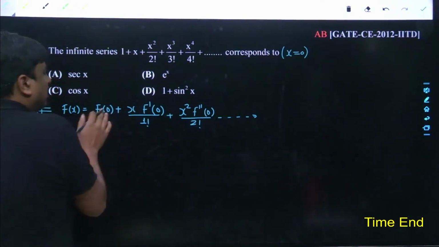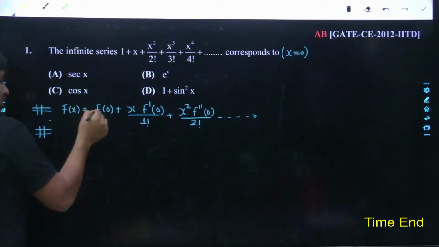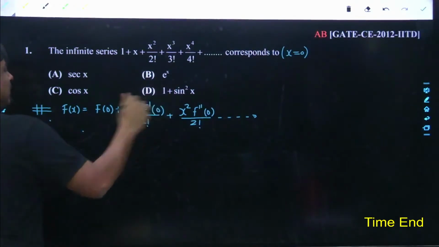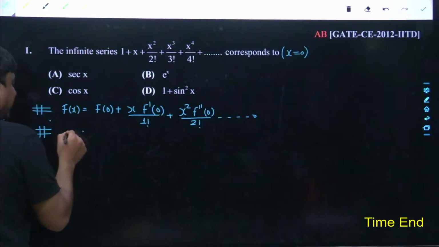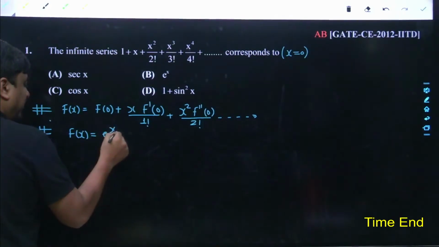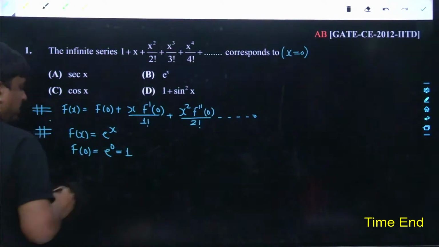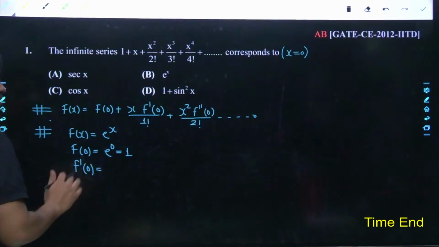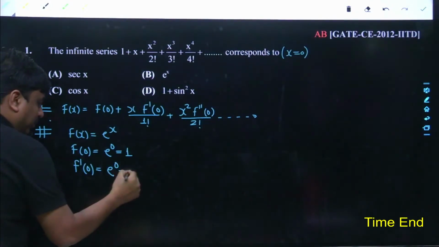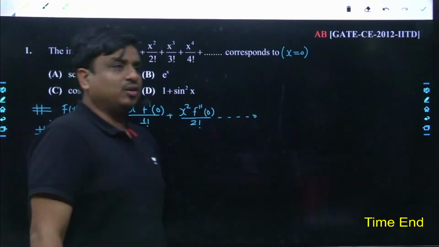So let me start calculating the important coefficients which are part of f of x, and that is the value of the function at x equals 0. Anyways, we will see which of a, b, c, d matches it. Let me take the reference of e to the power of x, if f of x is taken as e to the power of x. So f of 0 is going to be e to the power of 0, and that is 1. If we take the first derivative, e to the power of x remains e to the power of x, and now also we feed e to the power of 0, and that is 1.